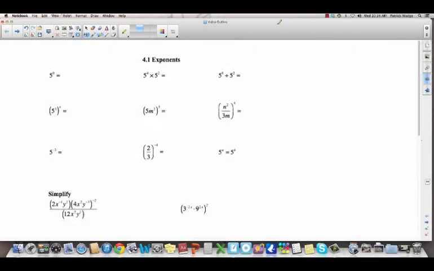Okay, chapter 4 starts with 4.1, which is on exponents. So a little review here.